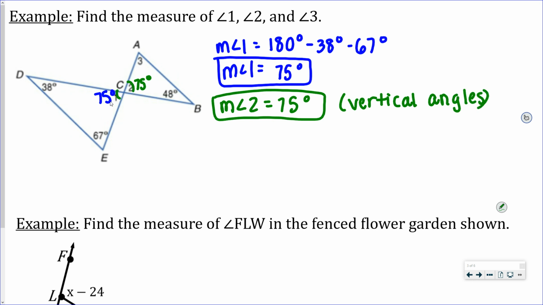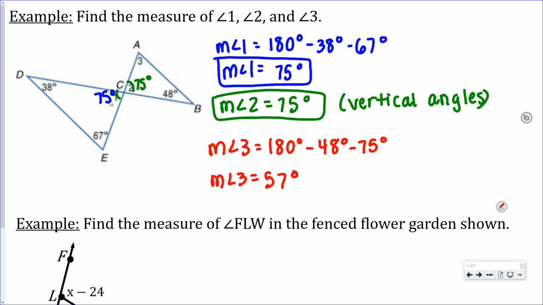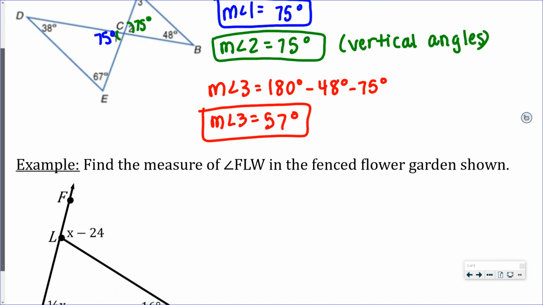And again, write that in because then that's going to help you find angle 3, because I see I have another triangle over there, triangle ABC. So for the measure of angle 3, since those angles have to add up to a sum of 180 by my triangle angle sum theorem, now 180 minus 48, that was given to us, minus angle 2, which is 75. We get the measure of angle 3 to be 57 degrees. Okay, that was fun. Let's try one with the other theorem, the exterior angle theorem.